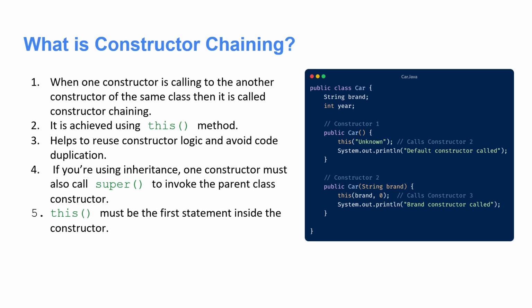Constructor chaining happens when one constructor calls another constructor in the same class, and it's done using this. It helps you reuse constructor logic and avoid repeating code. In inheritance, constructors can also call the parent's constructor using super. Just remember, this must be the very first statement inside a constructor, or you'll get a compile time error.